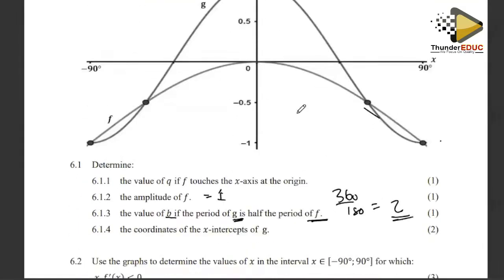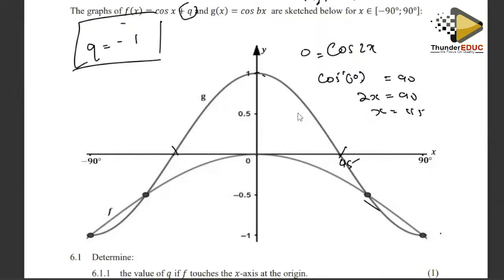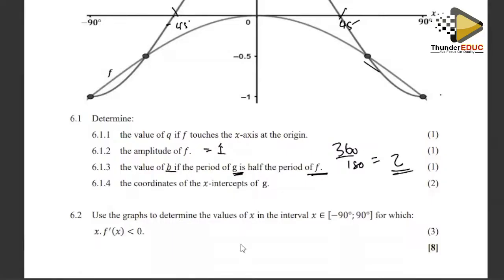Then the coordinates of the x-intercepts of g. This is g, so we already have the equation, cos 2x. Where do we find y to be 0? The shift cos of 0 is going to be 90, so 2x is 90, meaning that x needs to be 45. So that's 45, and then that needs to be -45. But the question is asking for the coordinates, so it's (-45, 0) and then we're going to have (45, 0).